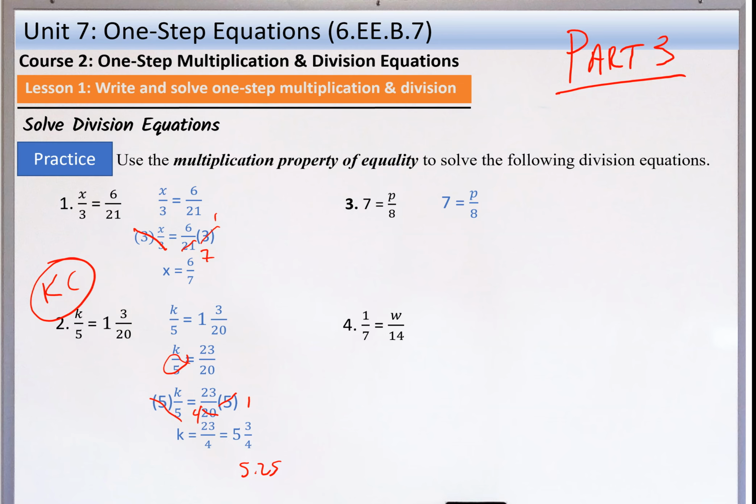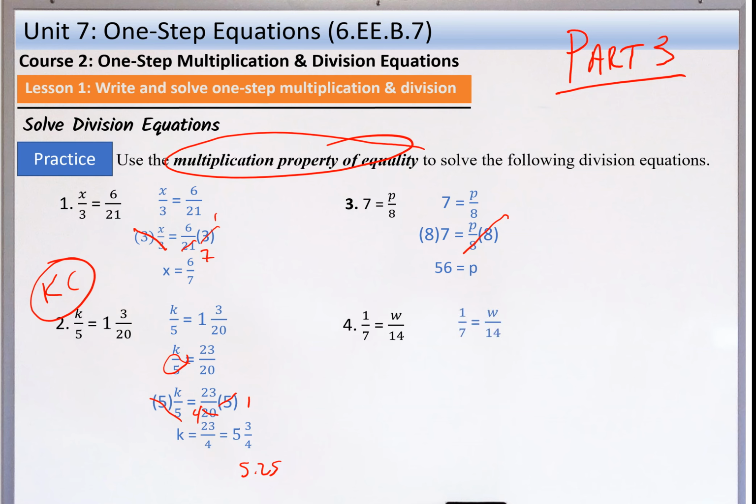All right, number 3, I have 7 equals P divided by 8. Since I'm dividing P by 8, I need to multiply both sides by 8, because the multiplication property of equality says if I do that, then my resulting equations will be equal to each other. 8 divided by 8 is 1, so I have 1p left over. And 8 times 7 is 56.